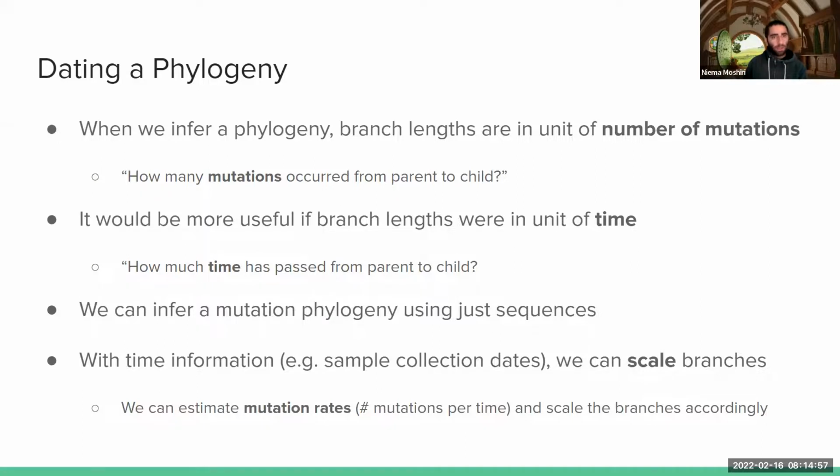So using that time information, we can try to scale those branches. And what we're effectively doing is estimating mutation rates along each of the branches. We're basically trying to estimate the number of mutations per time. A rate is something per time. Mutation rate is mutations per time. And if we can estimate mutations per time for each of those branches, we can scale the branches accordingly. Does that idea kind of make sense?